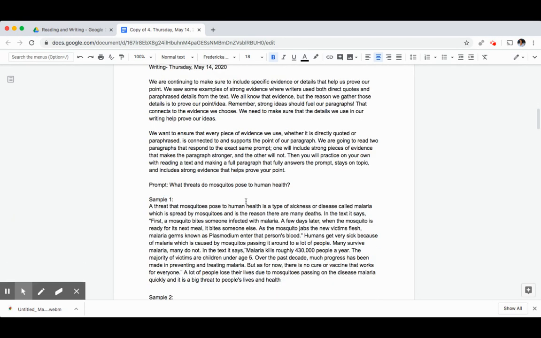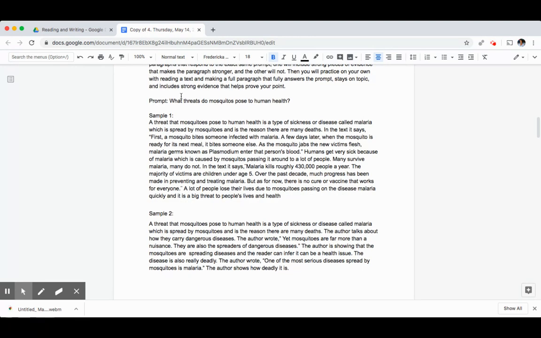As we choose evidence, our job should be to choose the best evidence, meaning that it's not evidence that somewhat relates to what our point is, but it is the best evidence from the text that directly supports whatever our assertion is. So we are going to read 2 paragraphs that respond to the same prompt. And our job today is going to be to figure out which of these samples has stronger evidence and why. And then we're going to work on using what we learned today and incorporating it into our response for today's writing class.